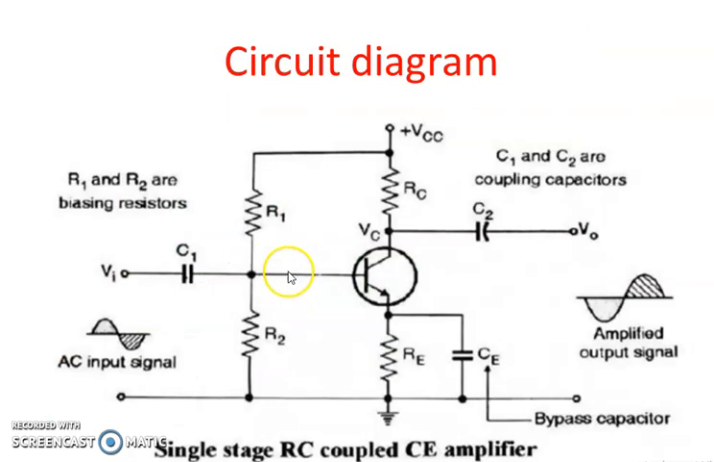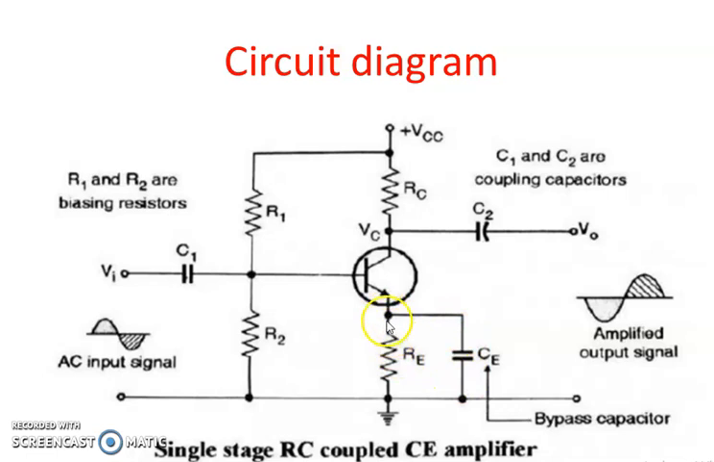Then CE is known as the emitter bypass capacitor. From the emitter terminal, both AC and DC are coming. The AC component will be bypassed by the CE capacitor. Only DC will be passed through RE.